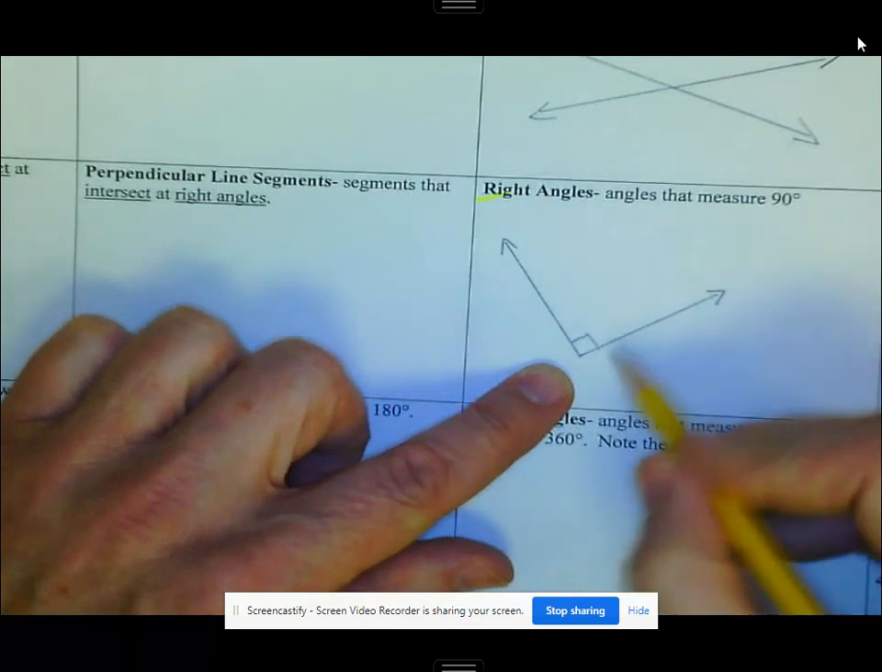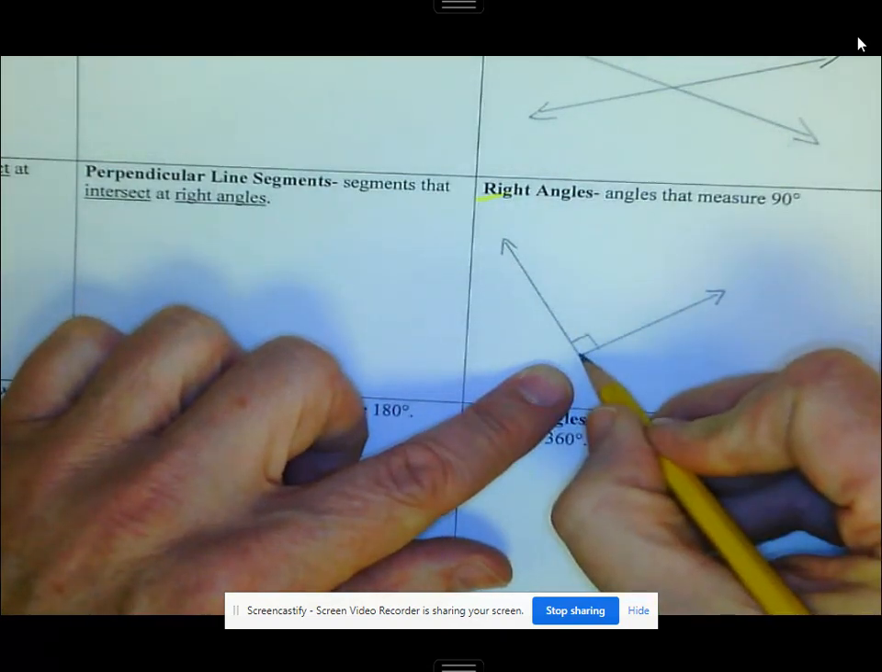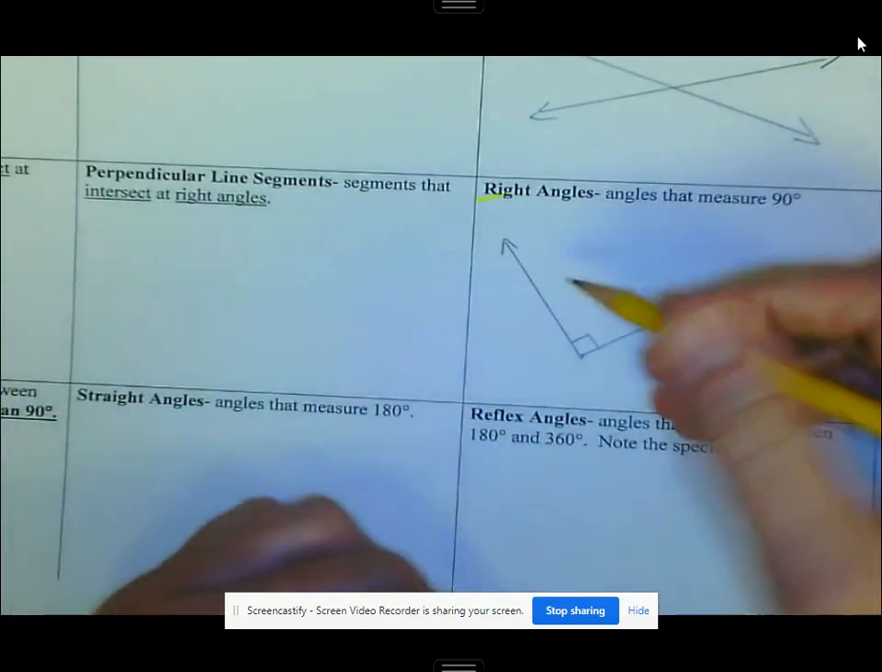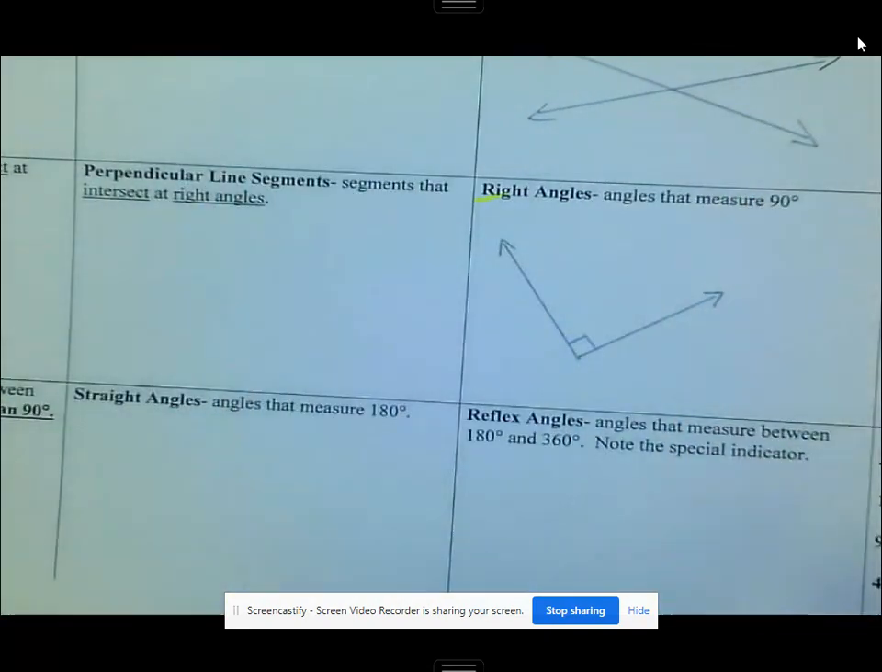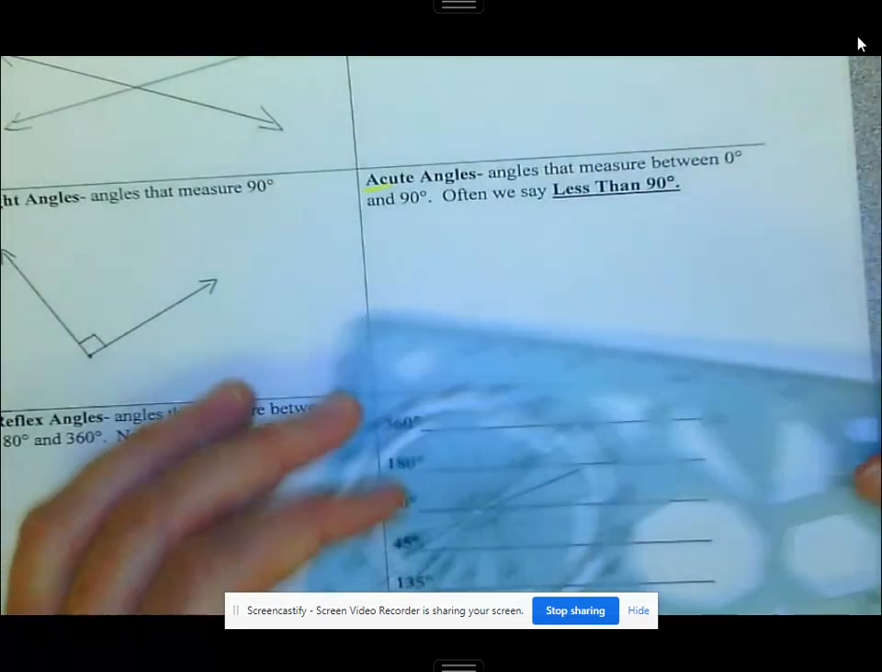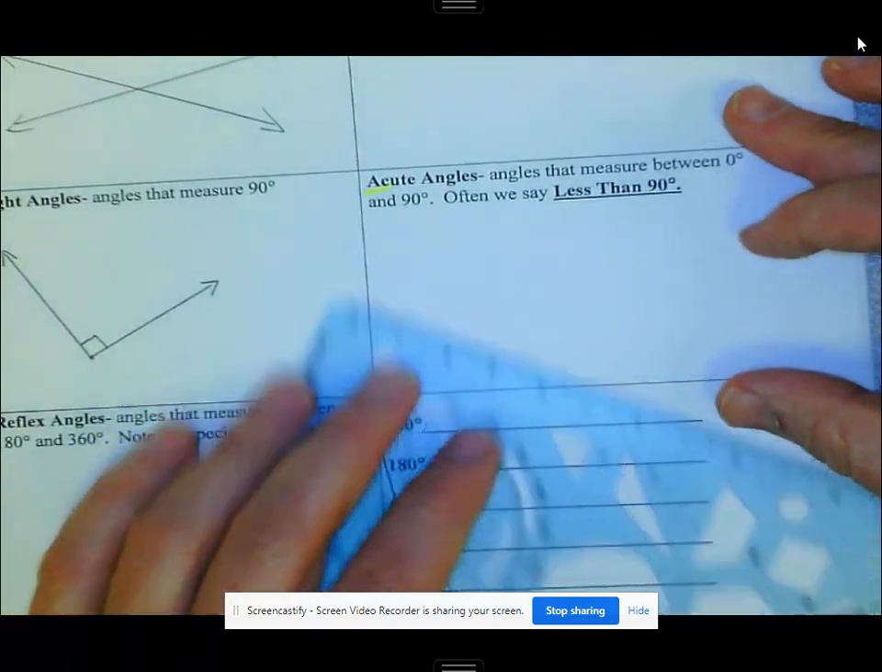And these are rays that go on forever. And here's the vertex of this, but this is a 90-degree angle when measured. Another type of angle is acute angles. These are less than 90 degrees.